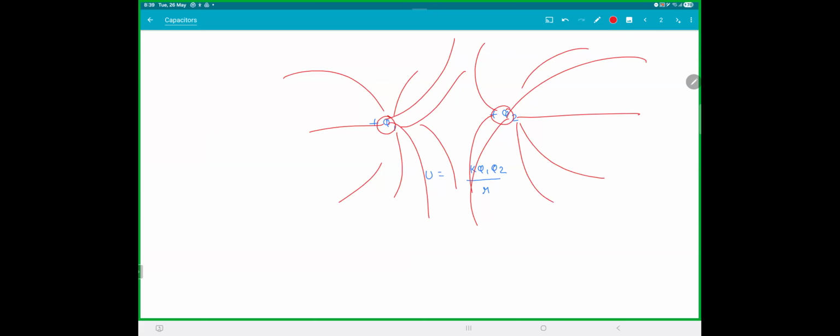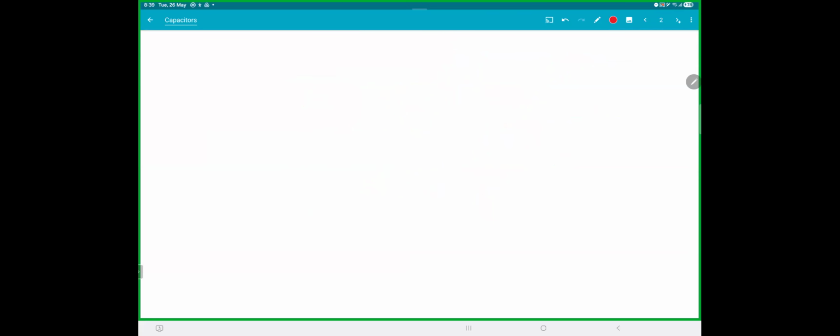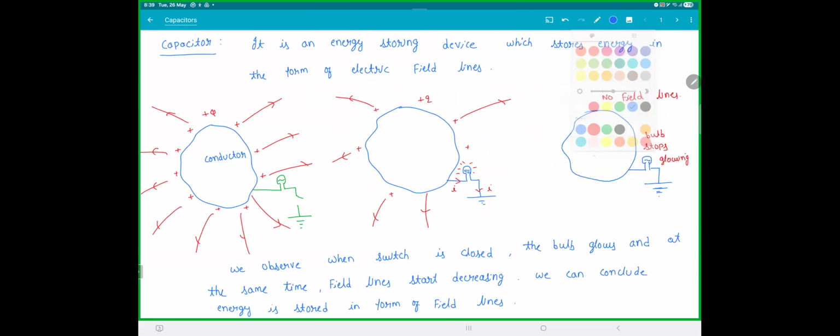You're getting it. How is that being stored? We have no idea, right? But from this experiment we can conclude that somehow this energy is stored in the form of field lines. So that means in a region, if you have more field lines, you have more electric energy. Is this making sense, everyone? So we don't have a proof. It is just a conclusion.